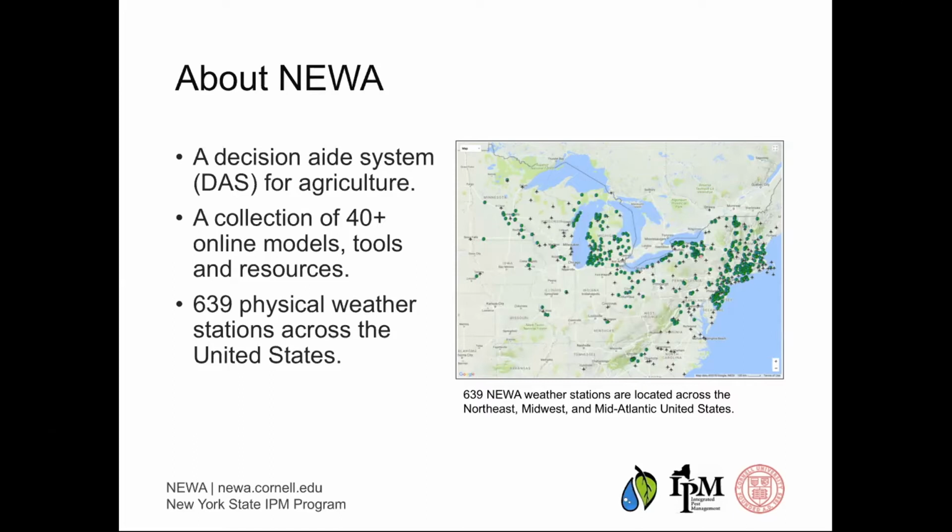As of yesterday, we have 639 weather stations. This is an interesting phenomenon in the past couple of years. If you look at the number of stations we're adding year over year, we're on an almost vertical growth curve, which is great news, which means we're able to help all of you as growers.